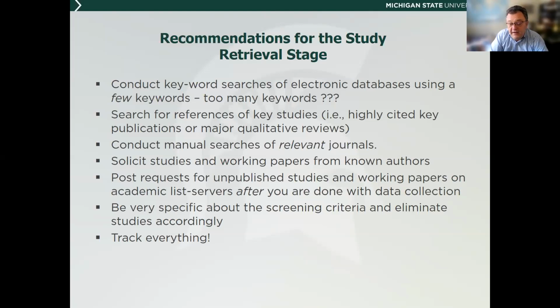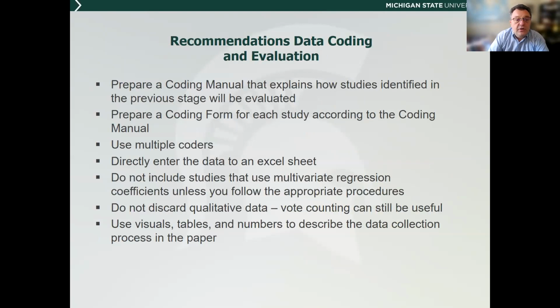You need to be very, very clear about this. I cannot overemphasize the importance of tracking everything and making it crystal clear in your papers what you are doing for the retrieval and data coding and evaluation stage. I would recommend you use multiple coders and use intercoder reliability scores, because this is really one of the most subjective steps of the meta-analysis.